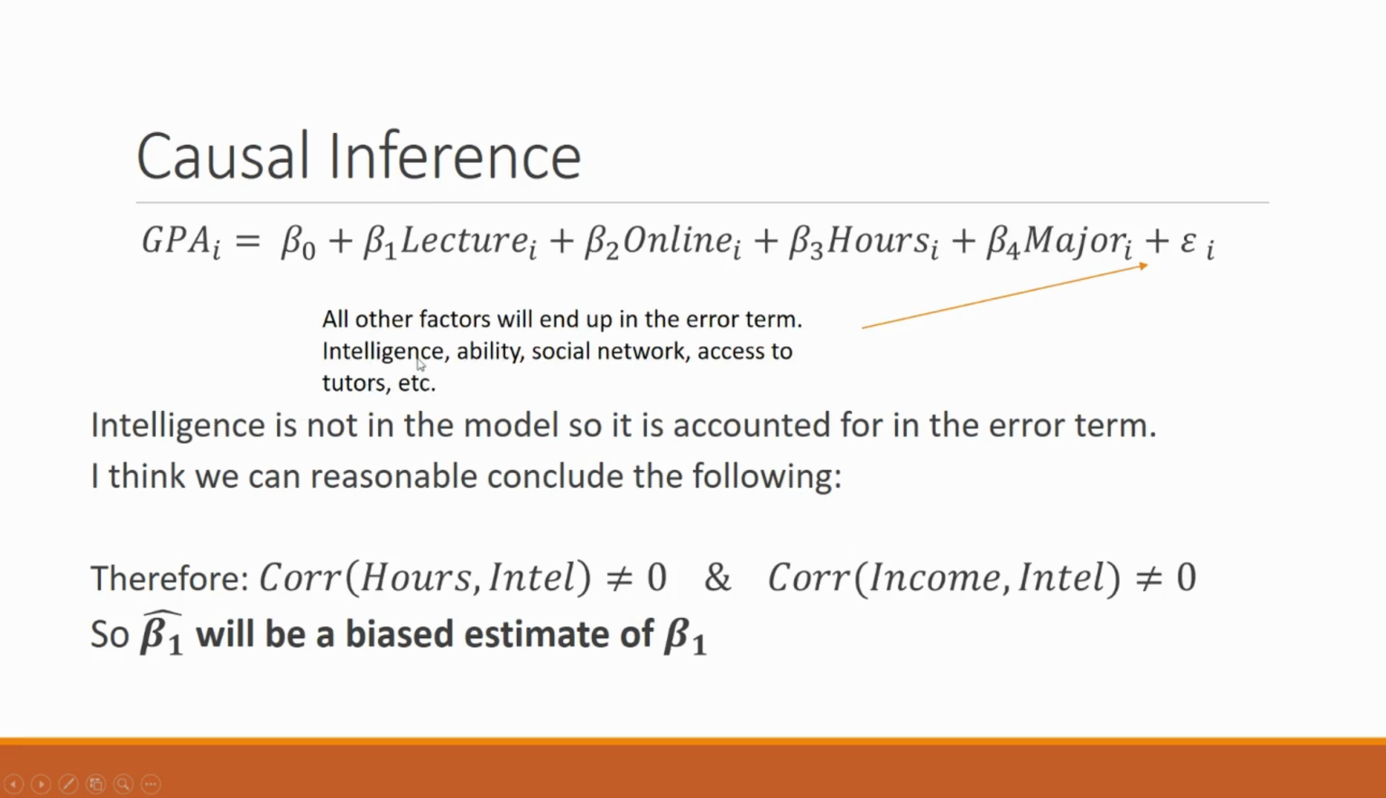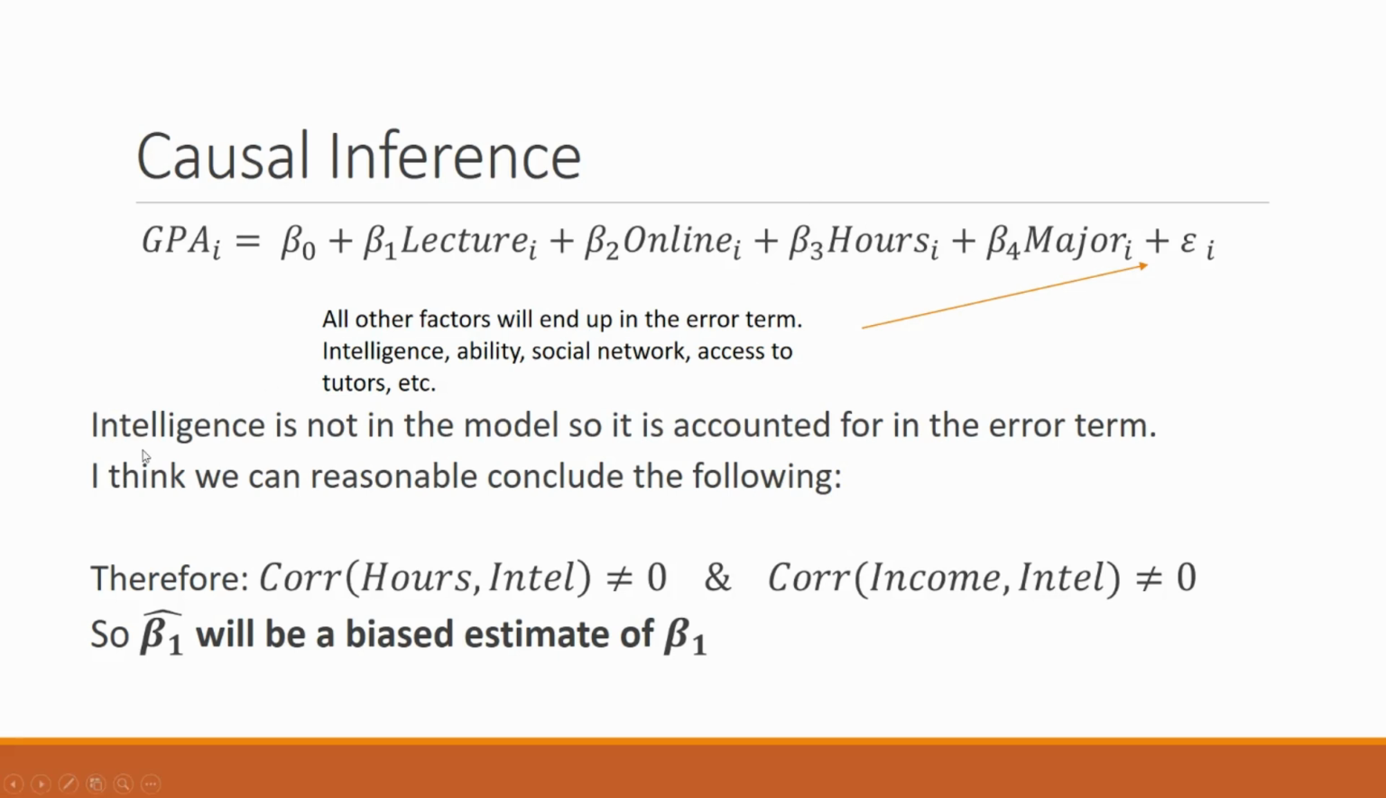Okay, well, let's think about intelligence. Intelligence is not in the model, it's just IQ, so it's accounted for in the error term. Well, let's say I'm really interested in how the number of hours spent studying affects GPA. I want to know how many more hours I should spend studying. So I really want an unbiased estimate of beta 3. That's really important to me.